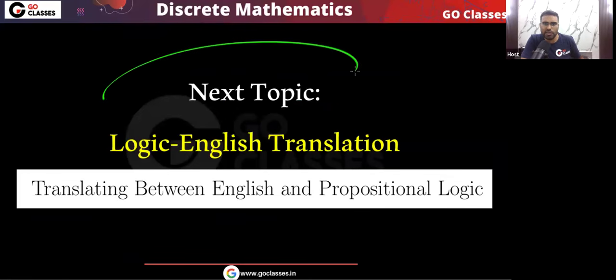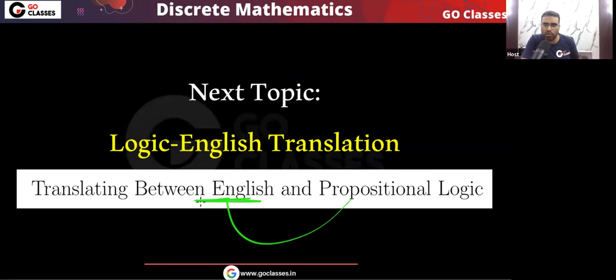Okay. Let's see the next topic, that is logic English translation. It means how to translate an English statement to propositional logic and how to translate propositional logic to English. This is a very simple topic. We need to see the translation between an English statement and a propositional logic expression.